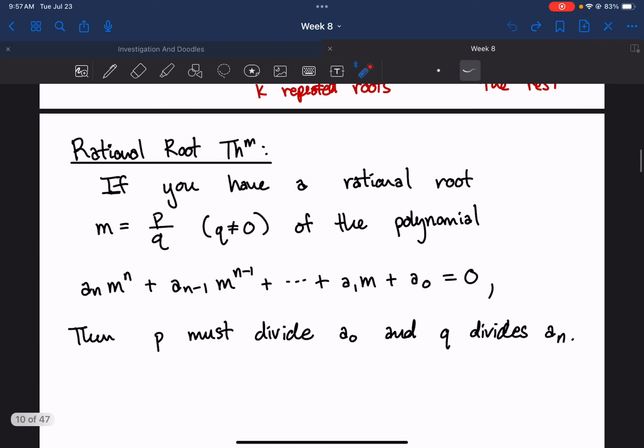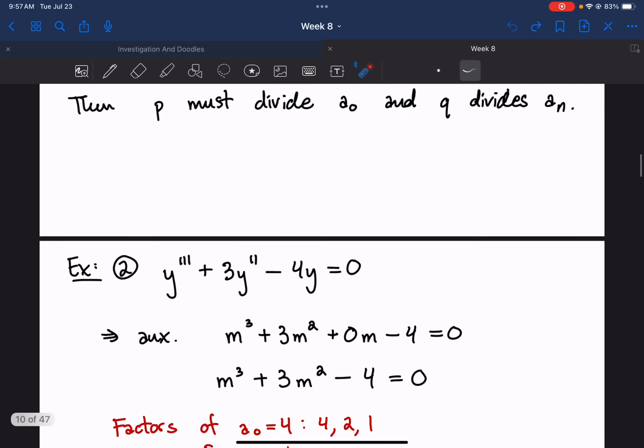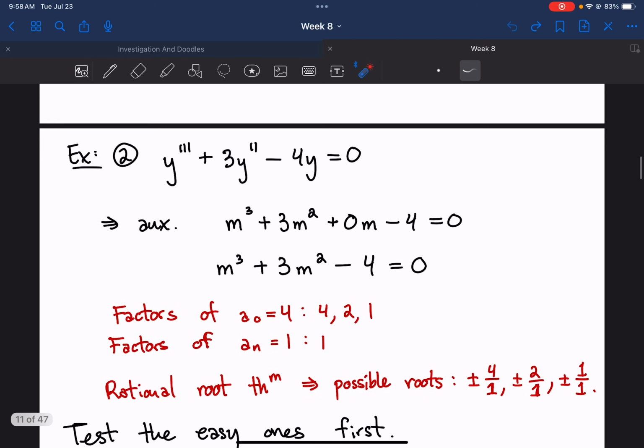Okay, the rational root theorem. If you have a rational root, a rational number root m equals p over q of the polynomial a_n m^n all the way down to a_0 equals 0, then p has to divide this and q has to divide this. The numerator has to divide the constant term, and the denominator has to divide the leading term.